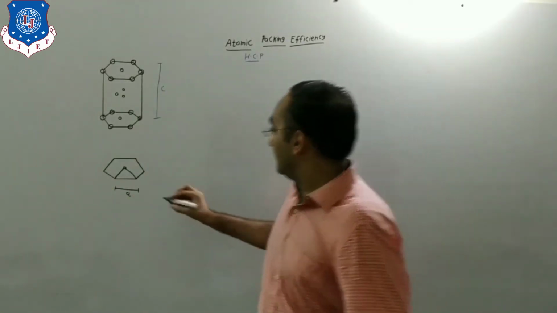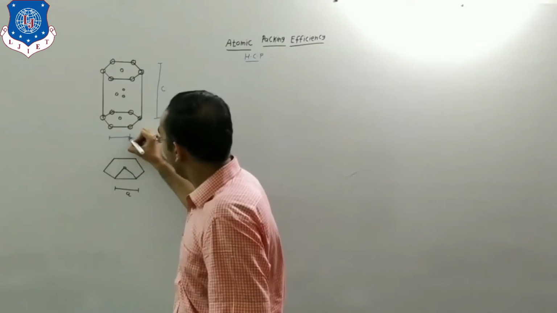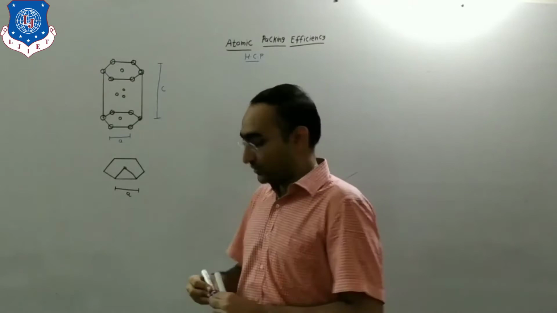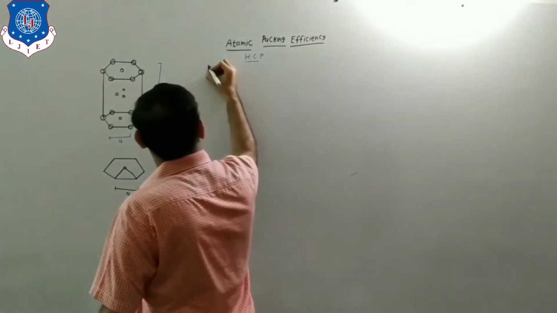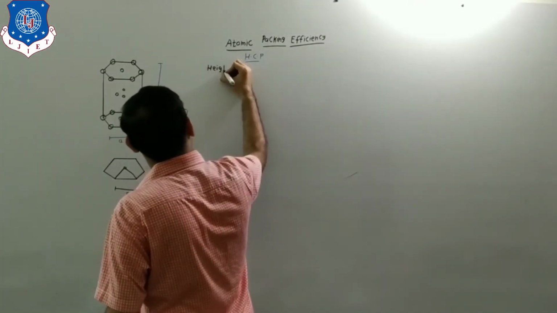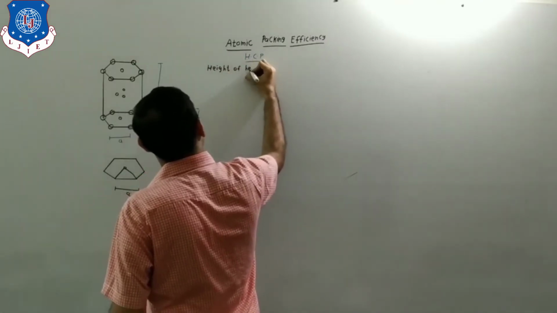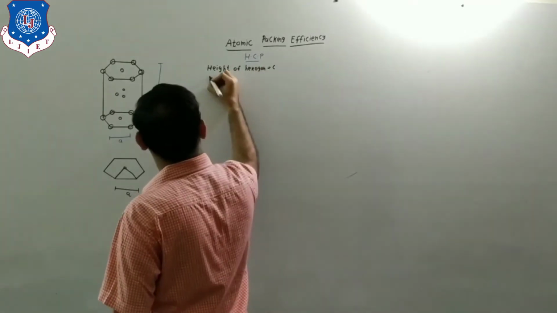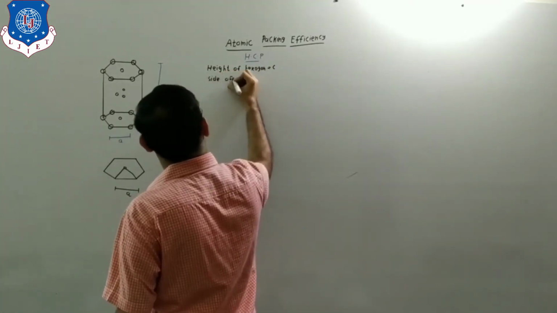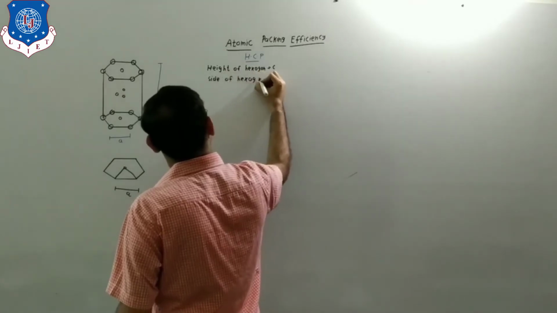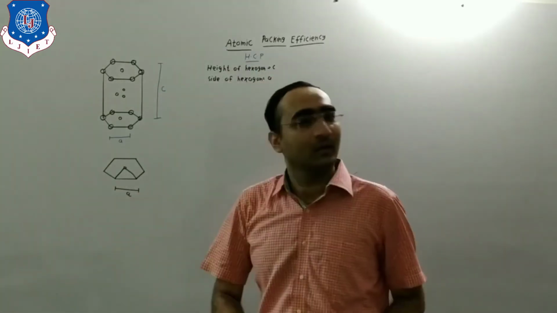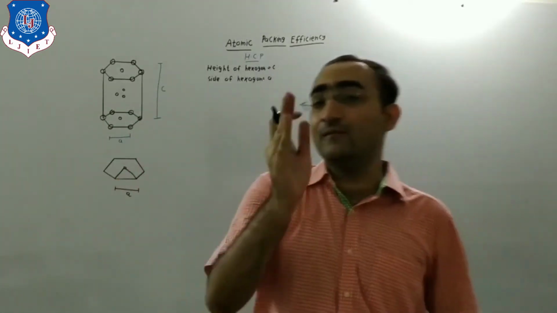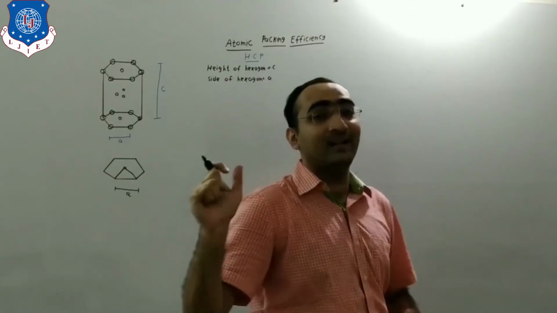Clear? Now, this distance, side distance of the hexagon, that will be your A. So let us write over here that height of hexagon is C, and we are taking the side of hexagon as A. Okay. So what is the formula? This hexagonal closed pack structure we will be following step by step because it is the tedious one.